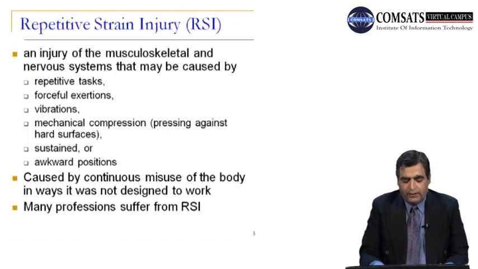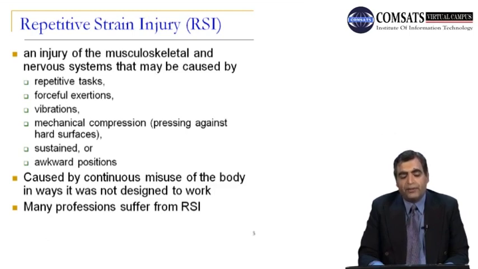The field of ergonomics did not receive much attention until a certain class of injuries began appearing among clerical workers who spend most of their time entering data on computer keyboards. These ailments are called repetitive strain injury, abbreviated as RSI. As the name suggests, this injury comes from repetitive strain. The strain keeps on repeating, and at a certain point of time, when it reaches its limit, it turns into an injury.